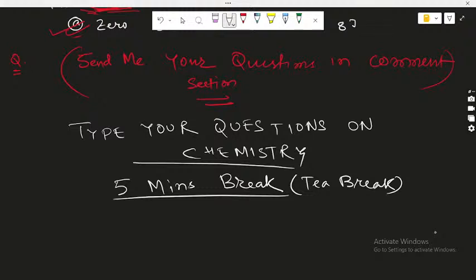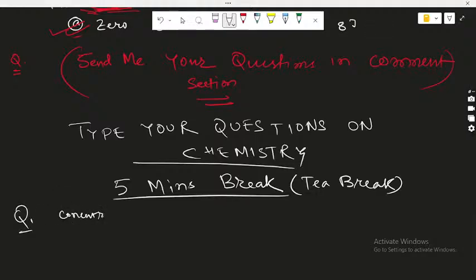So concentrated nitric acid is 70% HNO3. The amount of concentrated nitric acid solution that should be used to prepare 250 ml of 2 molar HNO3 would be. So I'm writing the question on the screen, then I will be solving. Similarly, if you have some questions, you can directly ask me in the comment section. I will take the question.